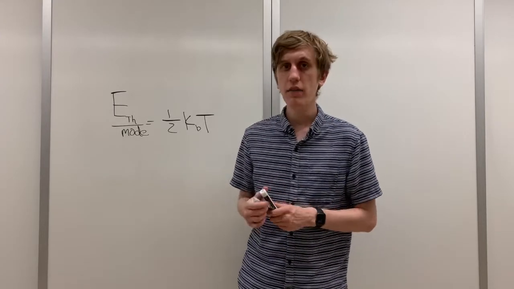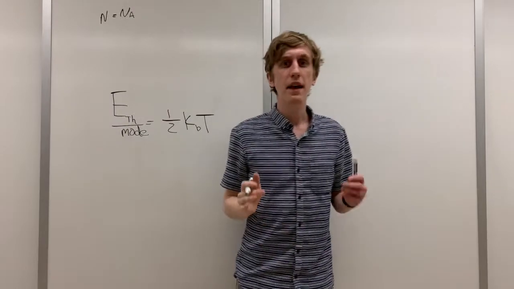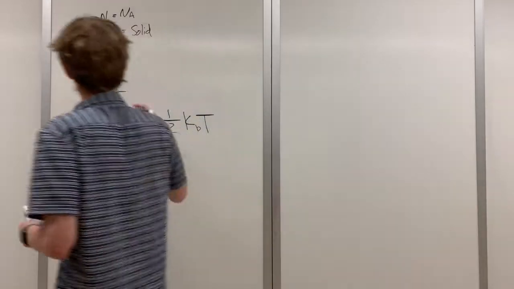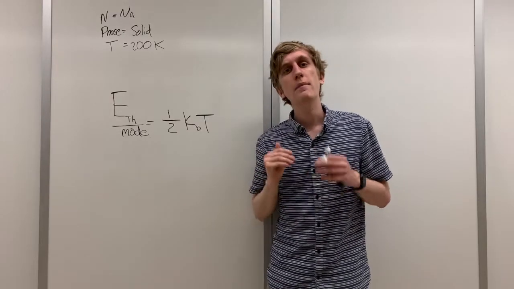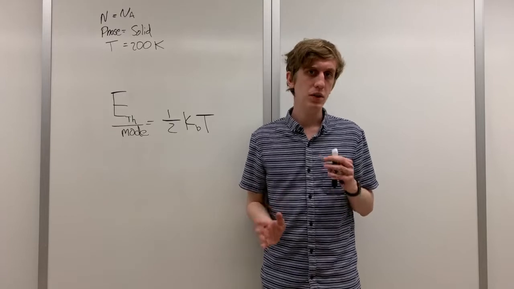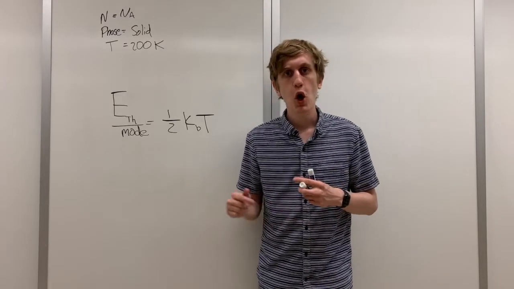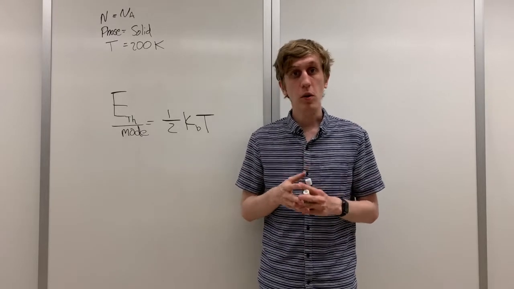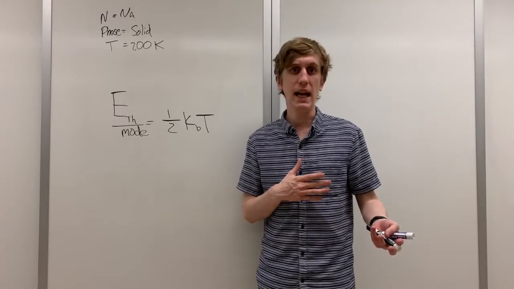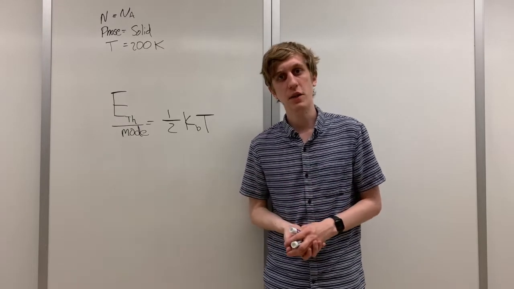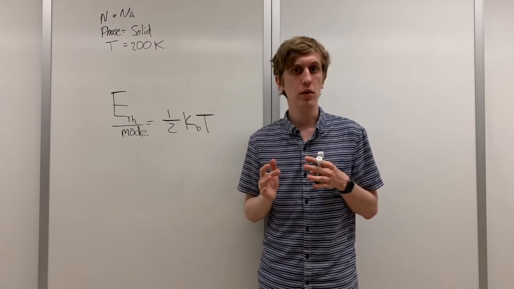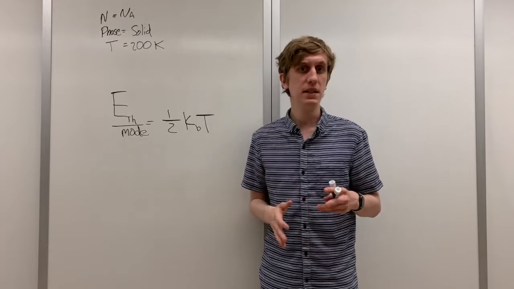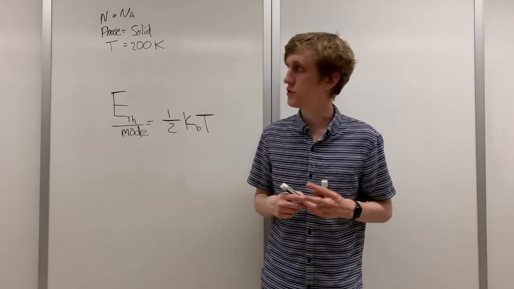So we have Avogadro's number of particles, they're in a solid, and the temperature is 200 degrees Kelvin. Let's start by working out the number of modes that the substance has. Well, we've already said that in a solid, the number of modes per particle is equal to 6, 3 kinetic energy modes and 3 potential energy modes. So if we have 6 modes per particle and Avogadro's number of particles, the total number of modes in the substance is just 6 times Avogadro's number.